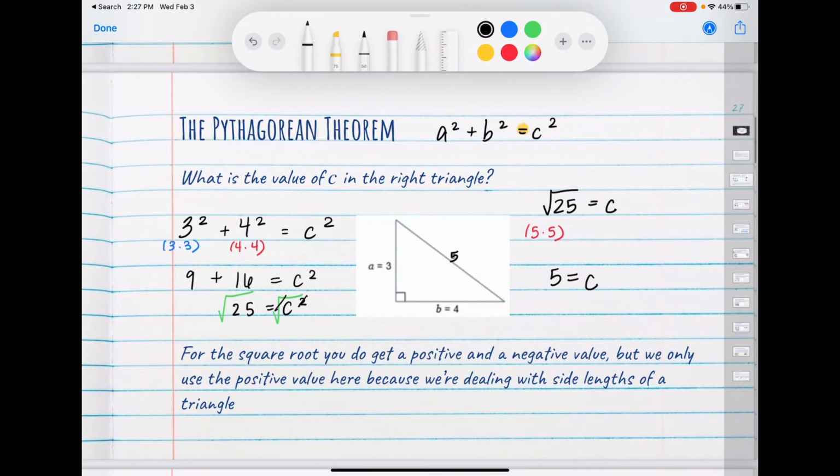And then here we are told the exact same thing I just repeated. For the square root, you do get a positive and a negative value, but we only use the positive here because we are dealing with side lengths of a triangle. So that's a review of Pythagorean theorem. So let's move on a little further.